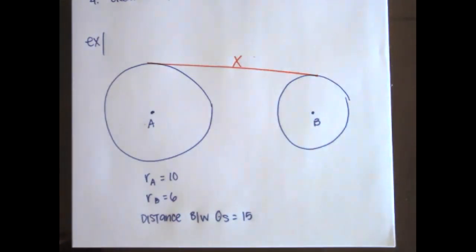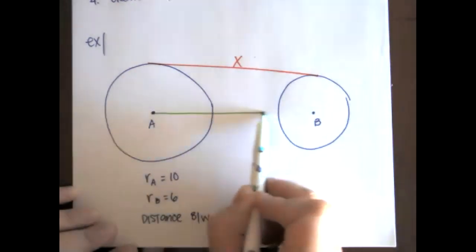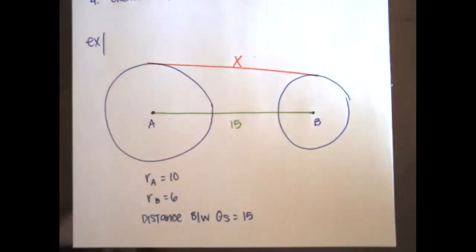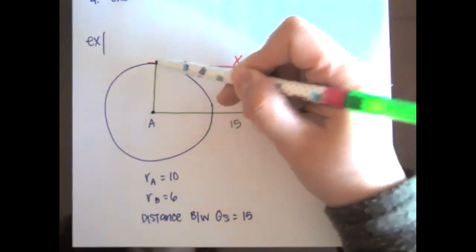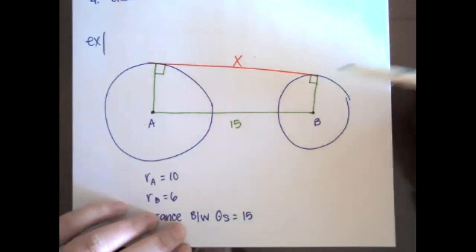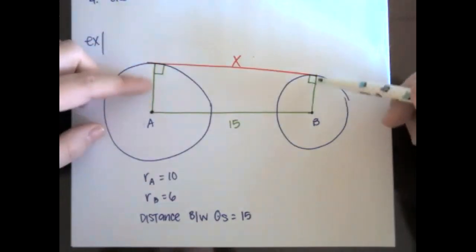Okay, so the first thing we're going to do is connect the two centers like that. And we know the distance between the circles is 15, so that's 15. Now, radius to tangent creates a right angle. These two are perpendicular to the same line, so that means these are parallel.